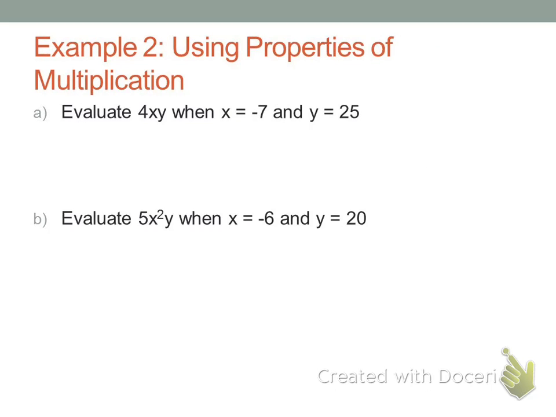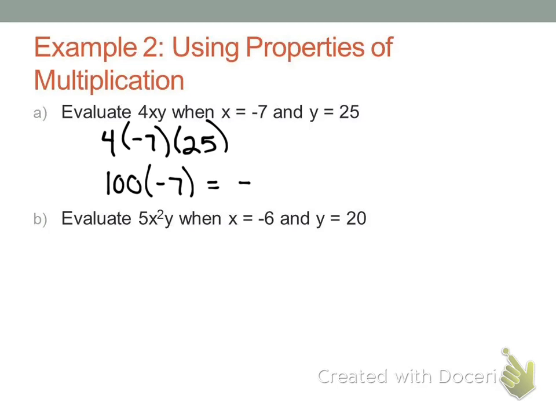Now in example 2, I'm just using the properties of multiplication. I'm substituting and solving. So 4 times negative 7 times 25. Are there any two numbers in this expression that are easily multiplied together that I can multiply first? It would be easier to do mentally. Amelia? 4 and 25, right? And 4 times 25 is what? 100. And 100 times negative 7 is what? Negative 700. All right, so it's much easier. I can do that without a calculator, right? I don't have to use a calculator if I just use my number properties. It makes it a lot easier.